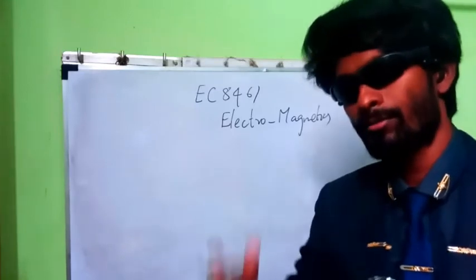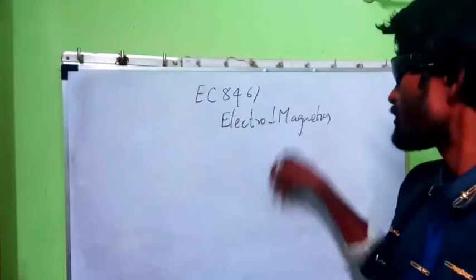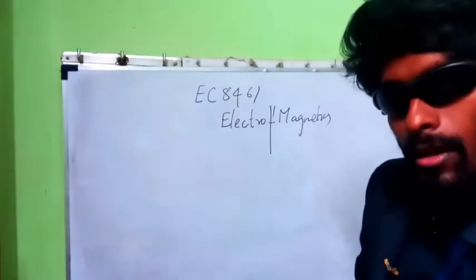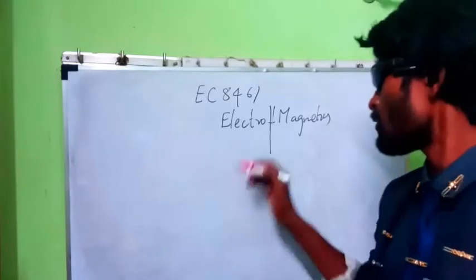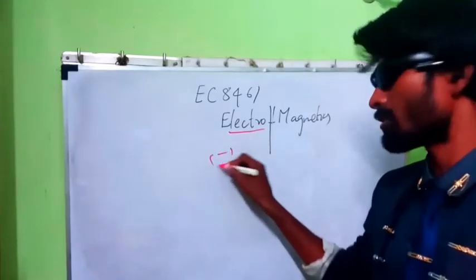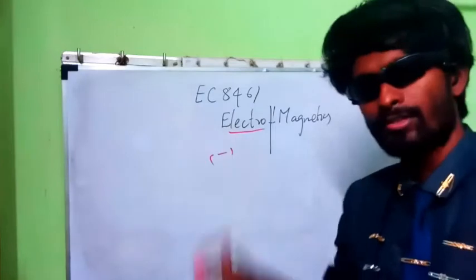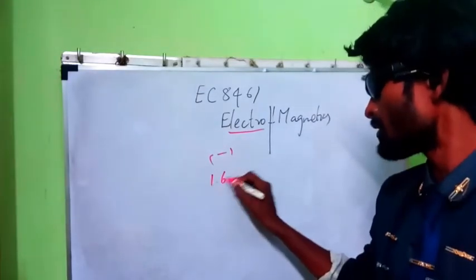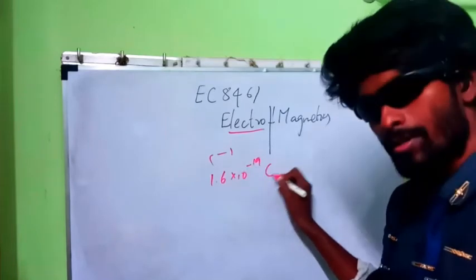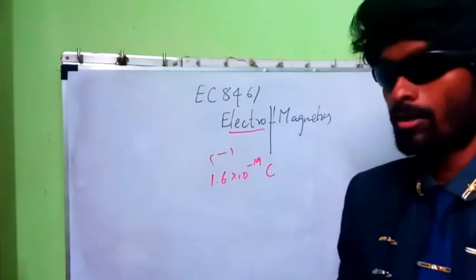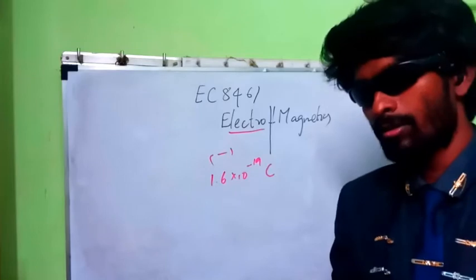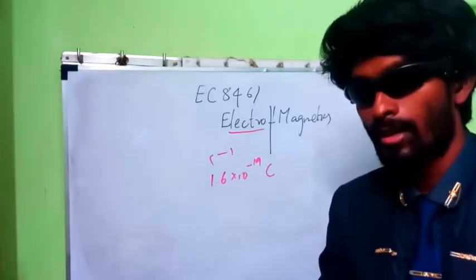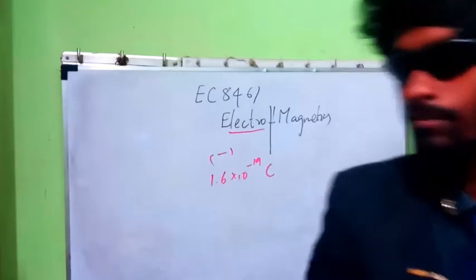Now, let me make a small cut in the word electromagnetics. If I make a small cut, I will say about the electro. Electro represents the electrons. It is a minus, and it has a charge value. The charge value is 1.6 into 10 power minus 19 coulomb. So look over here: this is about the electrons, and this is not electricity.